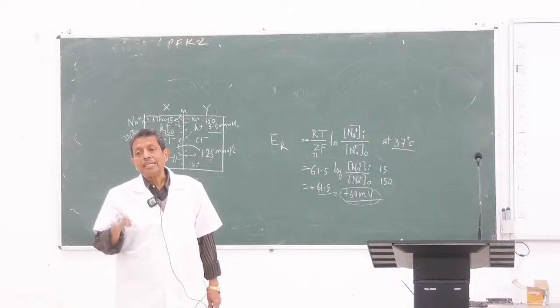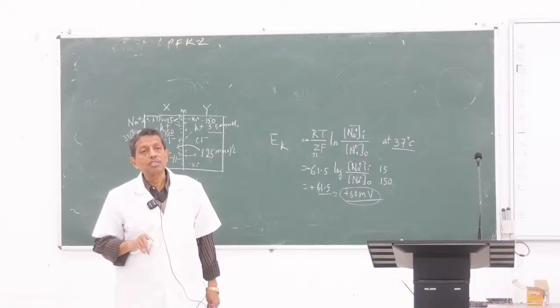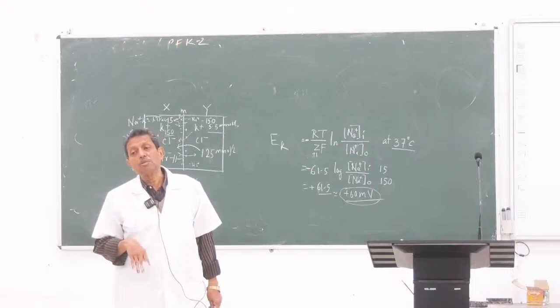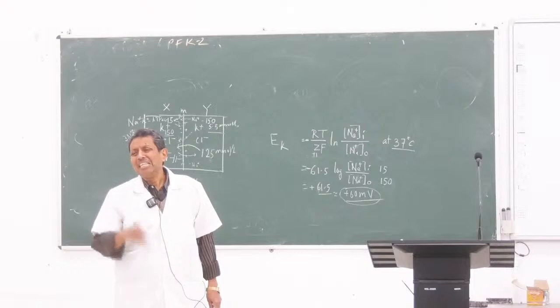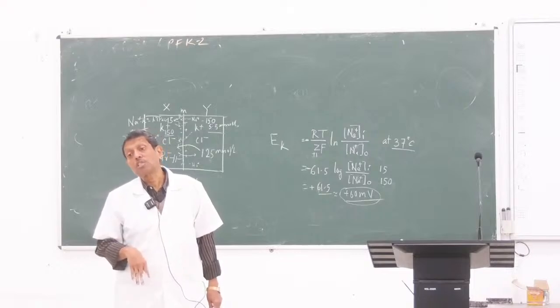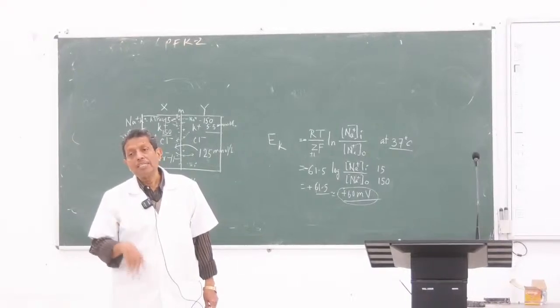There are equations by means of which their contribution regarding the permeability and their concentration is also considered. You will find the Goldman constant field equation in your text. The Goldman constant field equation takes into consideration the contribution of all ions. Their permeability is also taken into account.